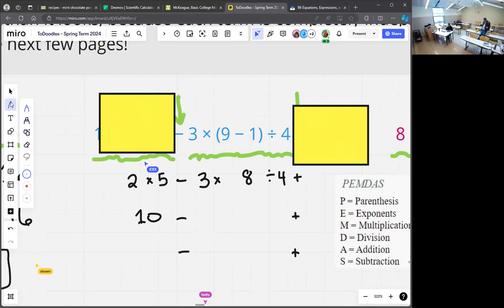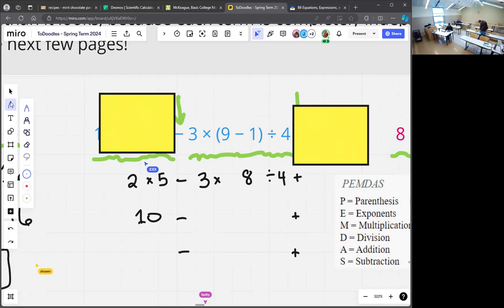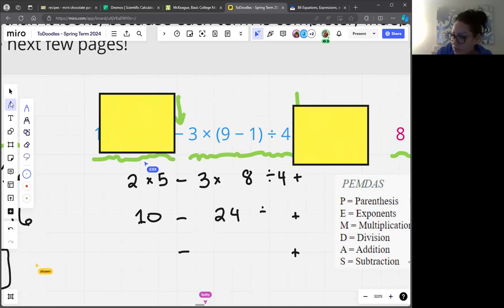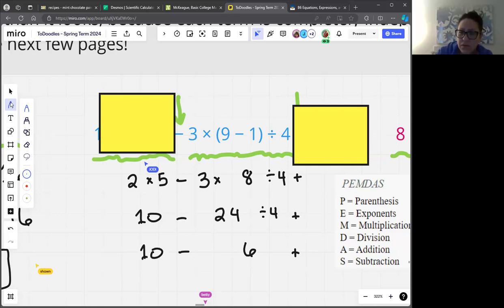Now I have only multiplication and division. They have the same priority, so I'll just go left to right. 3 times 8 is 24. And then 24 divided by 4, 6. And 10. Okay.